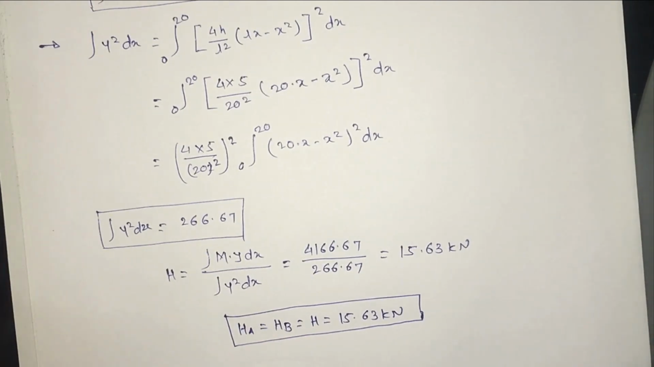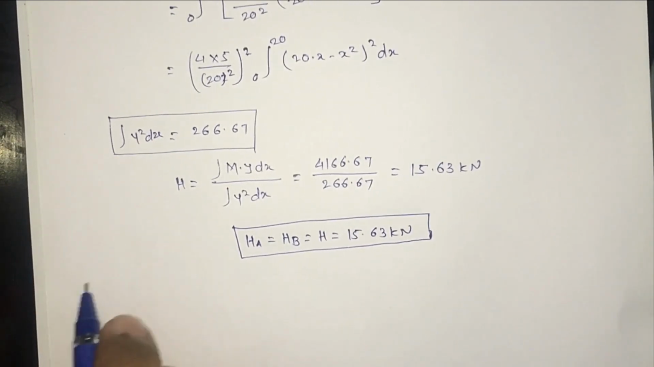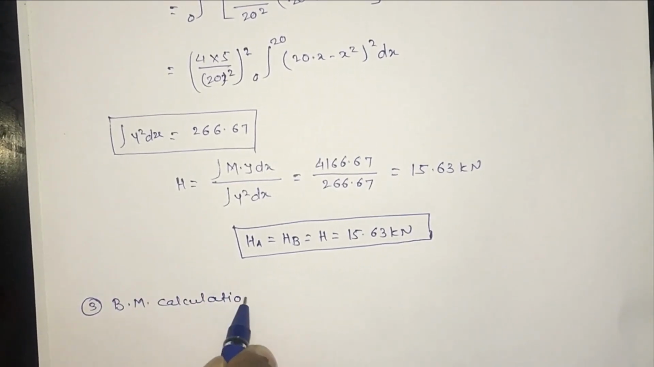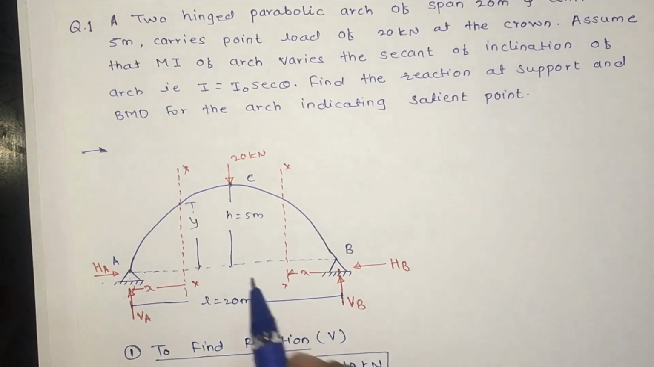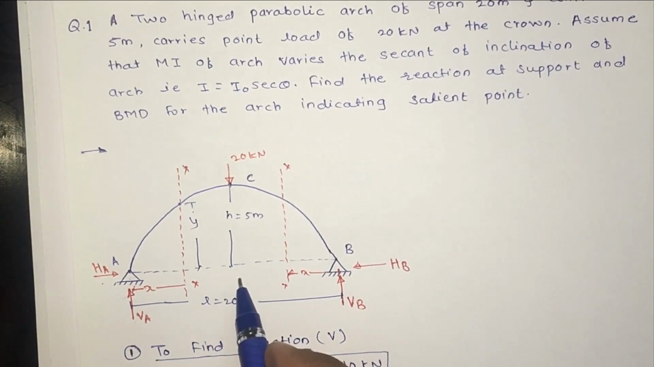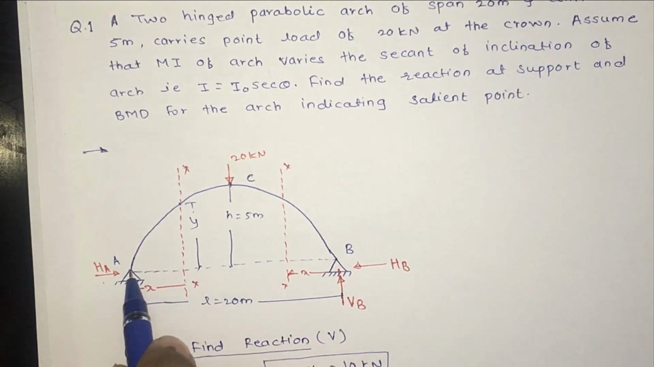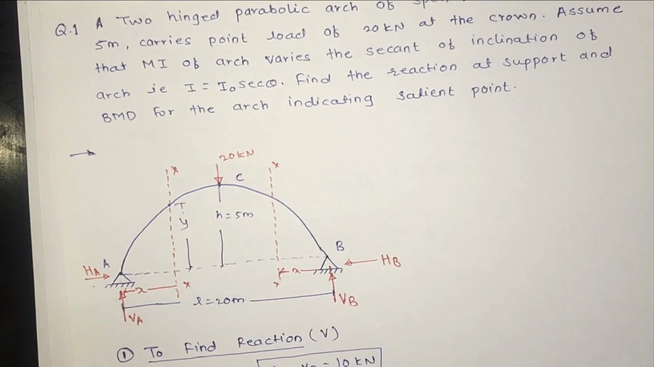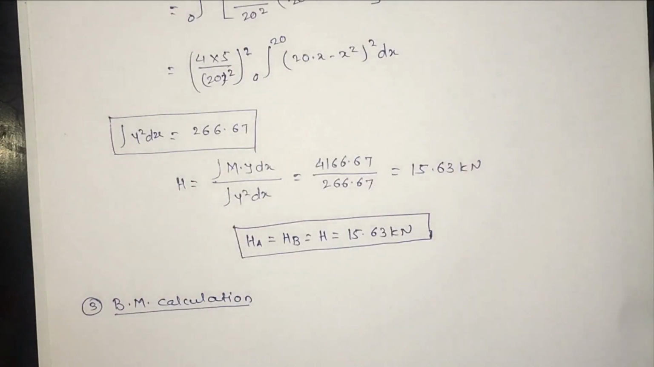Now we have to find the bending moment also. To find the bending moment, we do step number 3, bending moment calculation. See, this is our two-hinge parabolic arch. We have to find the bending moment diagram. To draw a bending moment diagram, we have to calculate the bending moment at point A, point C, and point B. Let's find the bending moment at various points.